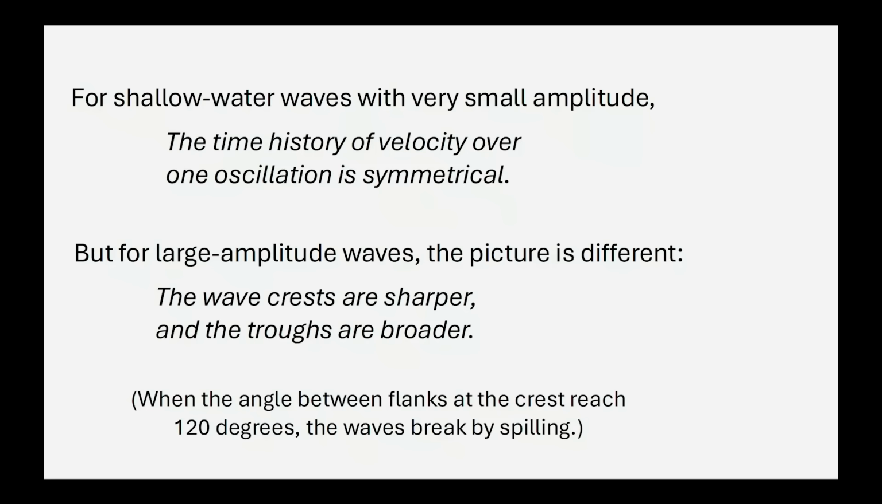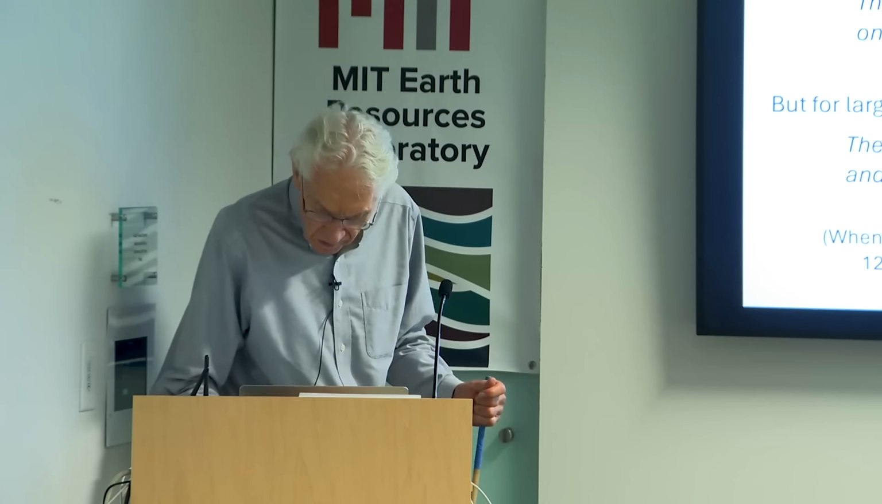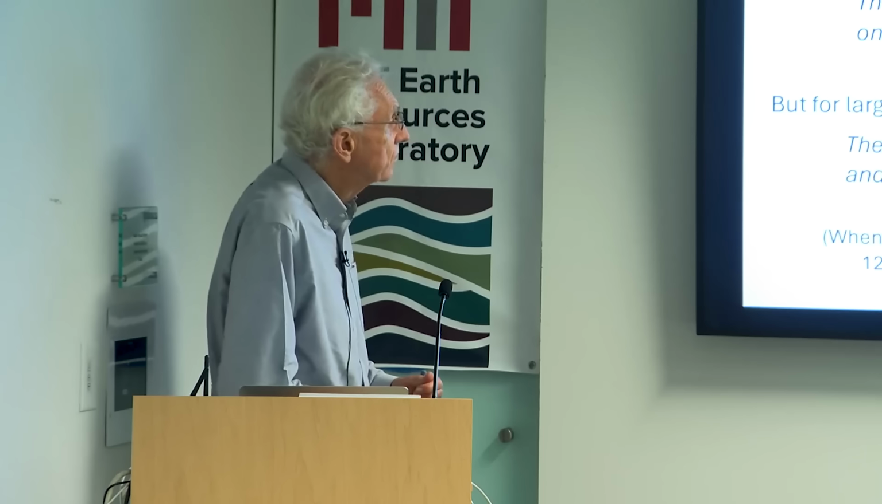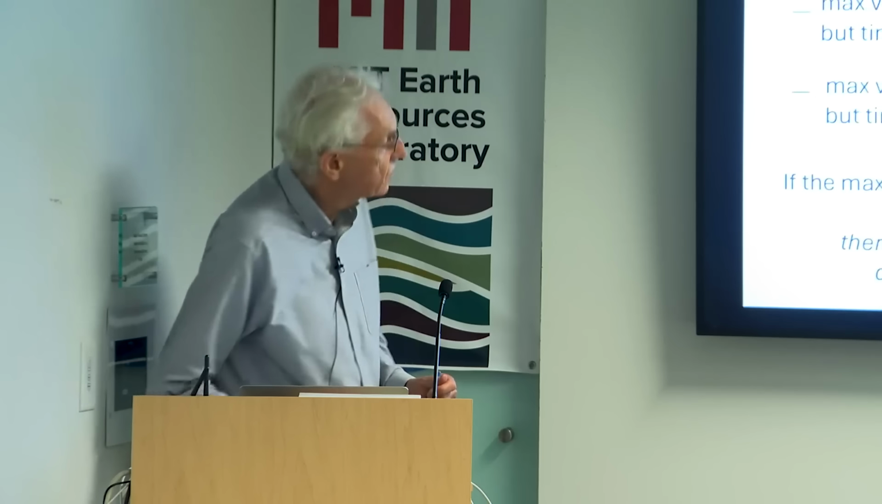So here's an important point. For shallow water waves with very small amplitude, the time history of velocity is symmetrical. The forward velocity is equal to the back velocity. But for large amplitude waves, and that's pretty typical of large waves, when the wave crests are sharper and the troughs are broader, it's not symmetrical, it's asymmetrical.